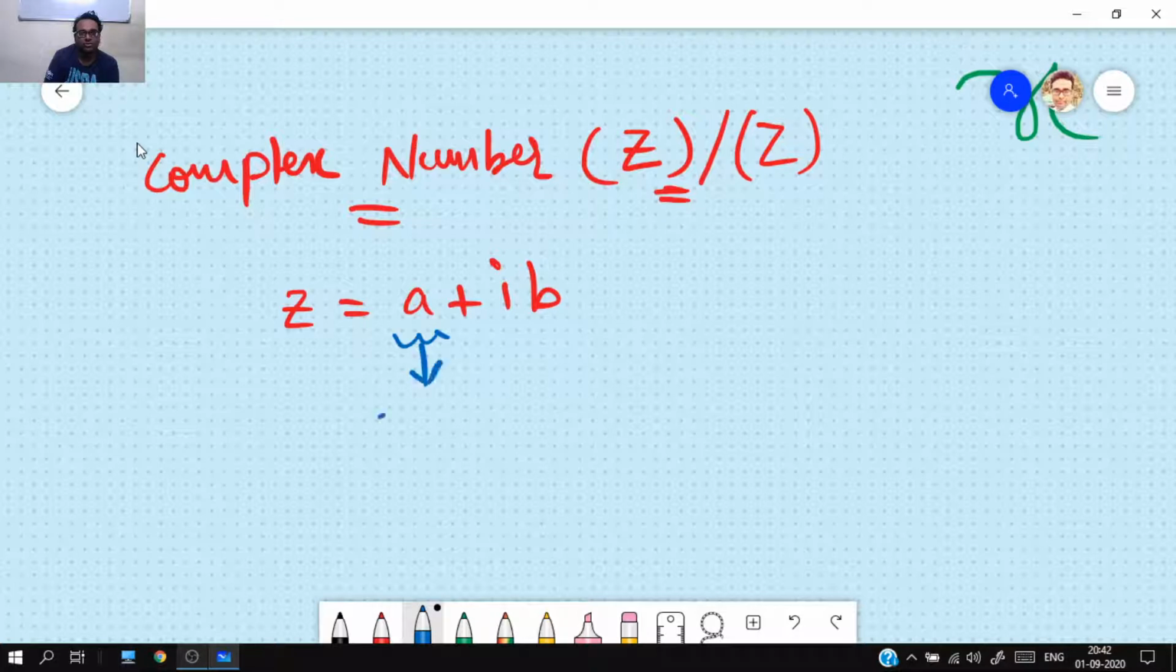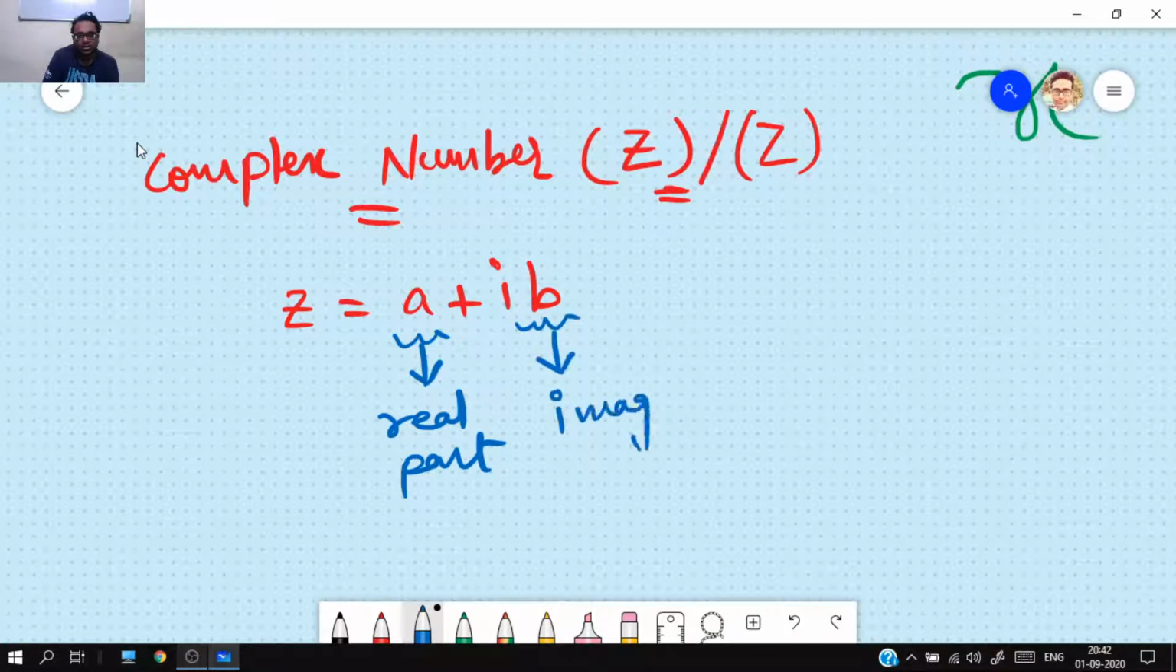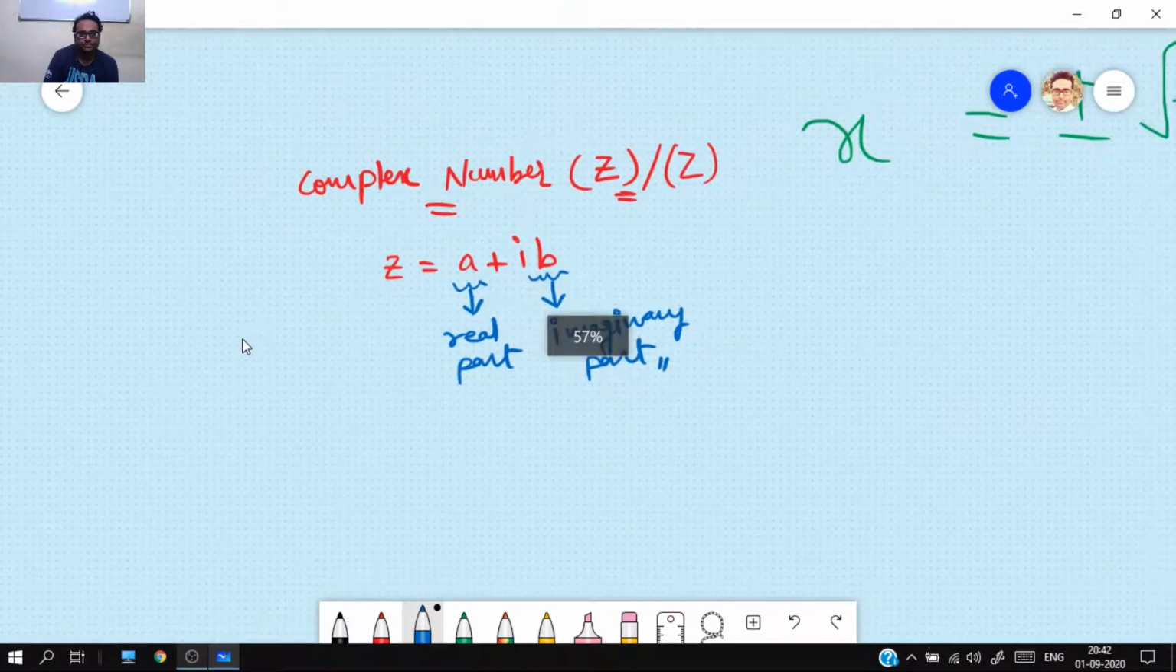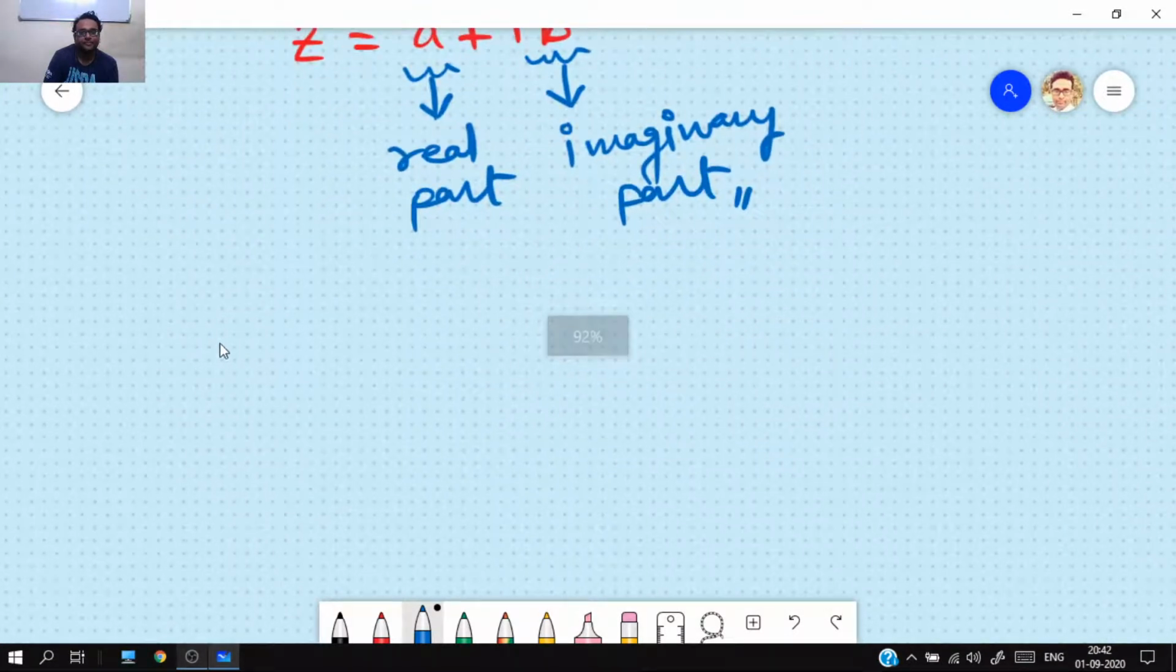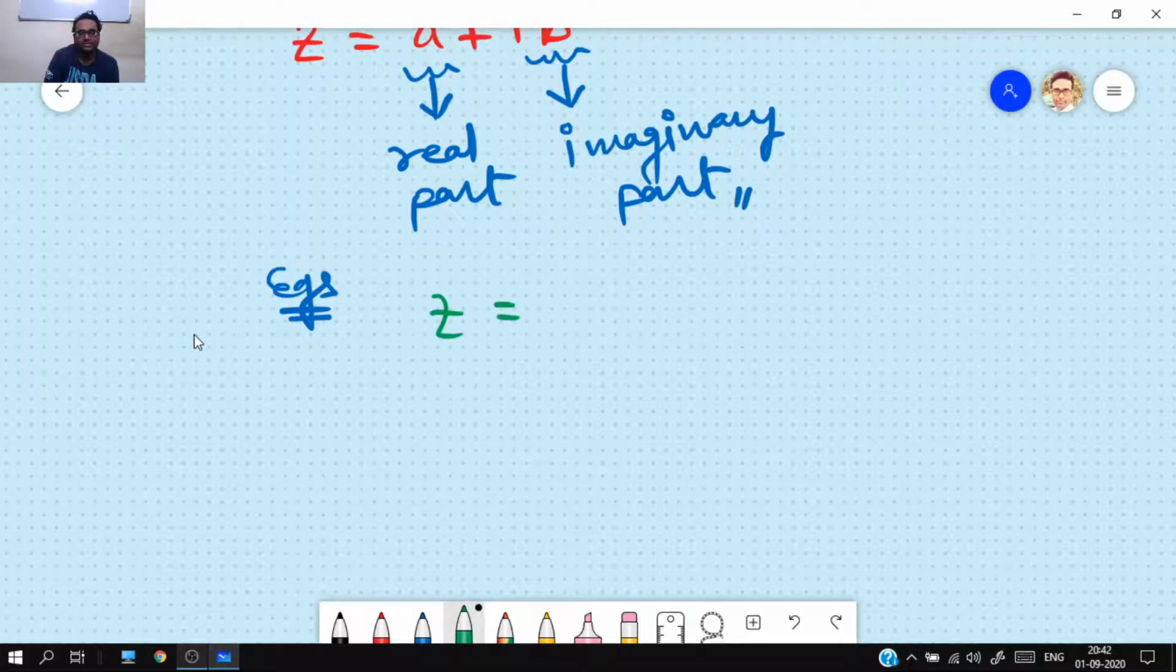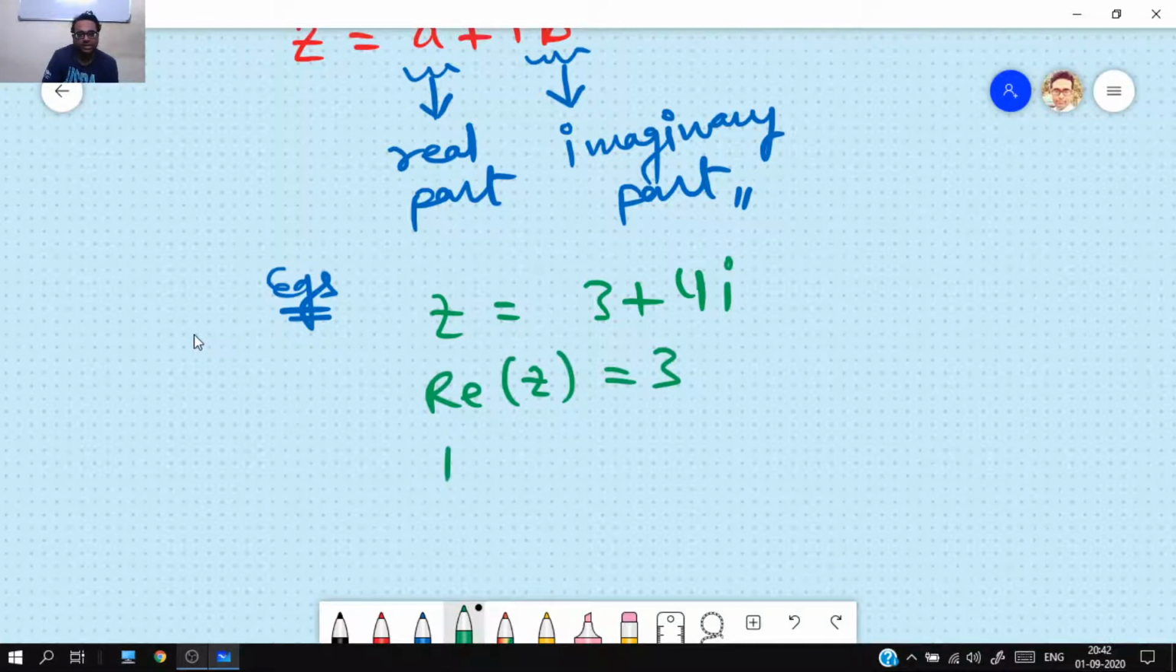This is called the real part and this is called the imaginary part. I hope I am clear till now. Let us do some examples. Suppose a complex number is equal to 3 plus 4i. Then real of z is equal to 3, imaginary of z is equal to 4.